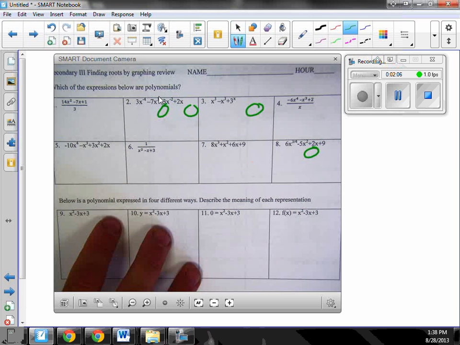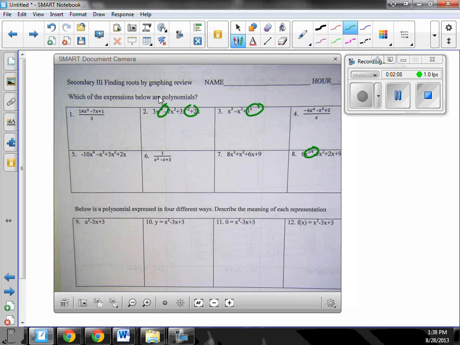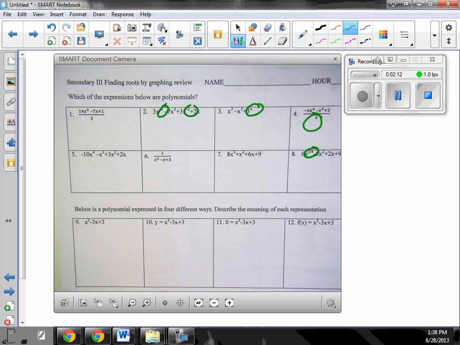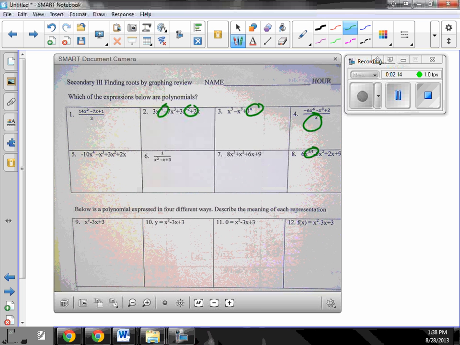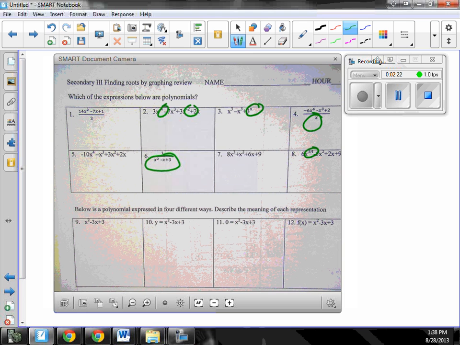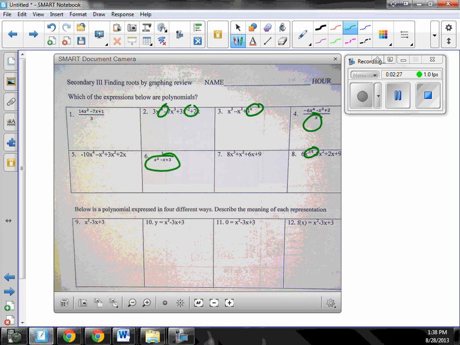So, oh, I moved that. So 4 is a no because of that x. What else? 6 is gone because there are a whole bunch of x's in the denominator. So that leaves 1, 5, and 7, thank you. 8 is not. 1, 5, and 7 are all polynomials.